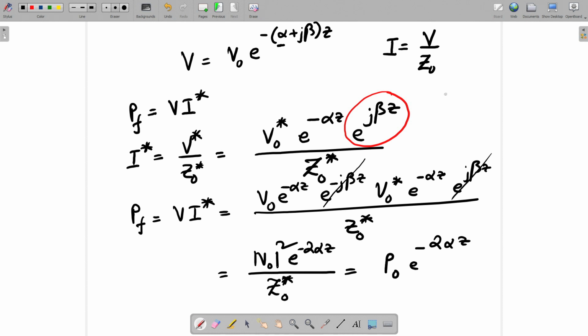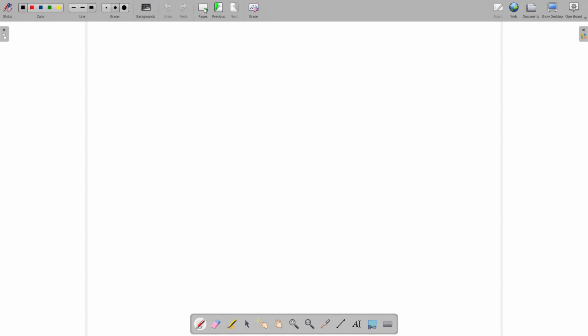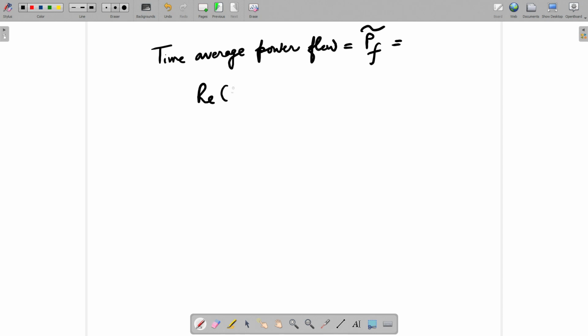So, therefore, the time average power flow, which is P f tilde, equal to real part of P f, that is real part of P 0 e to the power minus twice alpha z. So, this is 62.